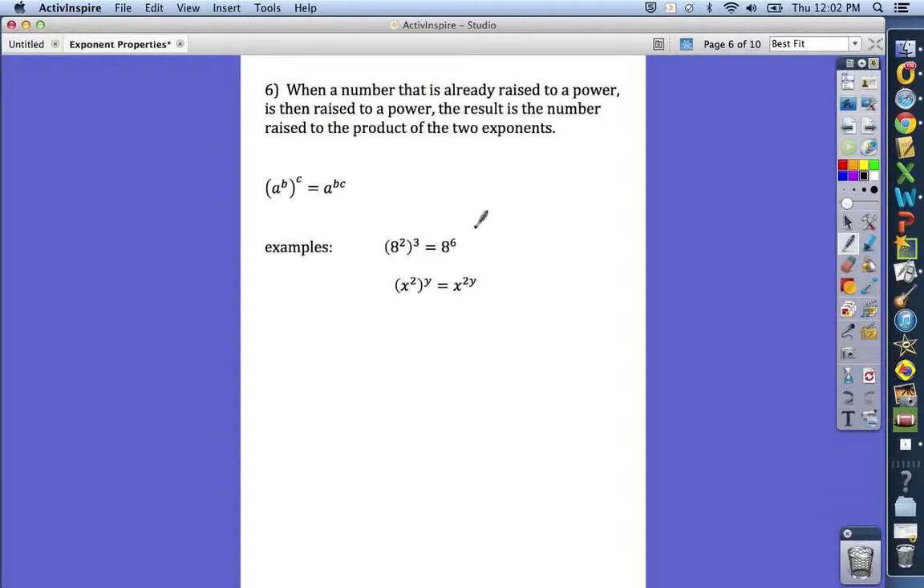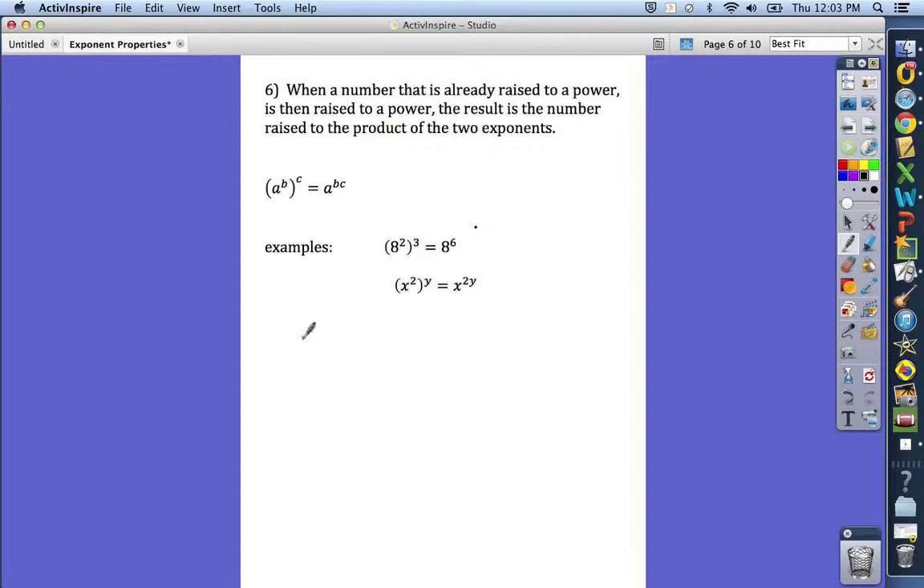So we're back for properties of exponents 2. When a number is raised to a power and then that quantity is raised to another power, the result is the same as if you raised a number to the product of the two. So the example here I have is 8 to the second power raised to the third would be equal to 8 to the 2 times 3, which would be 8 to the sixth power.